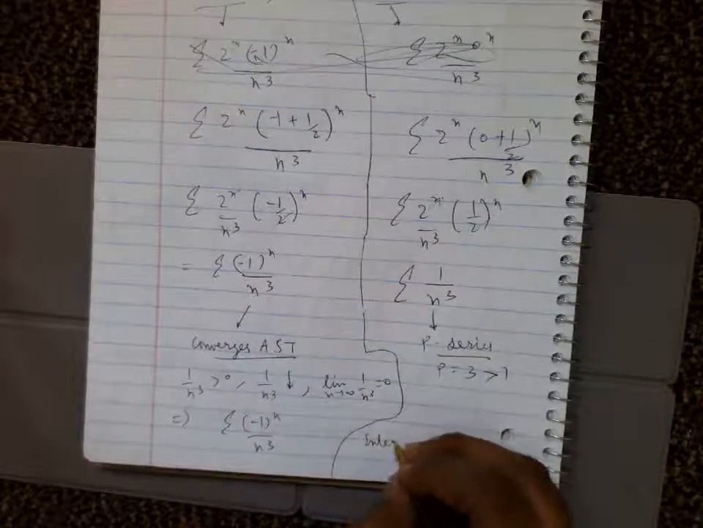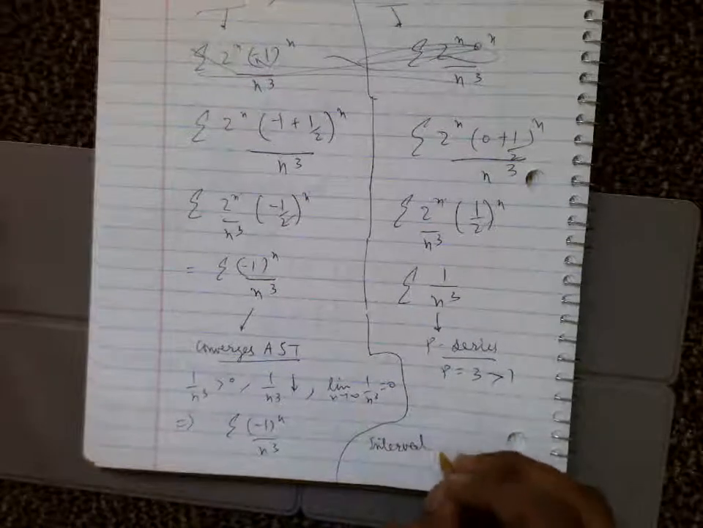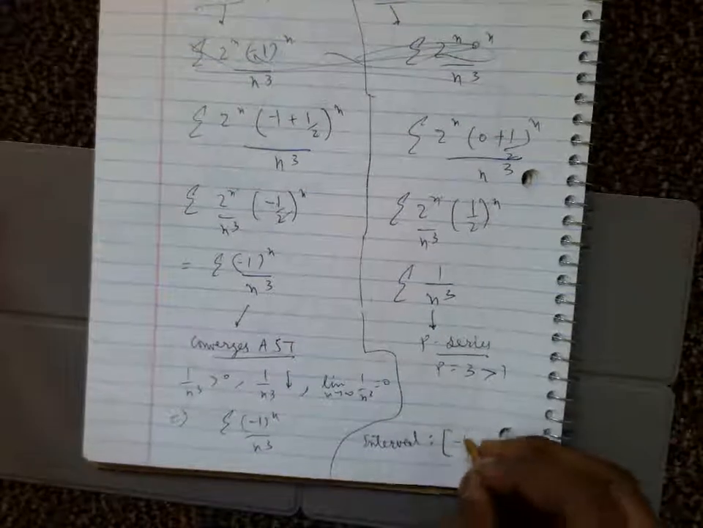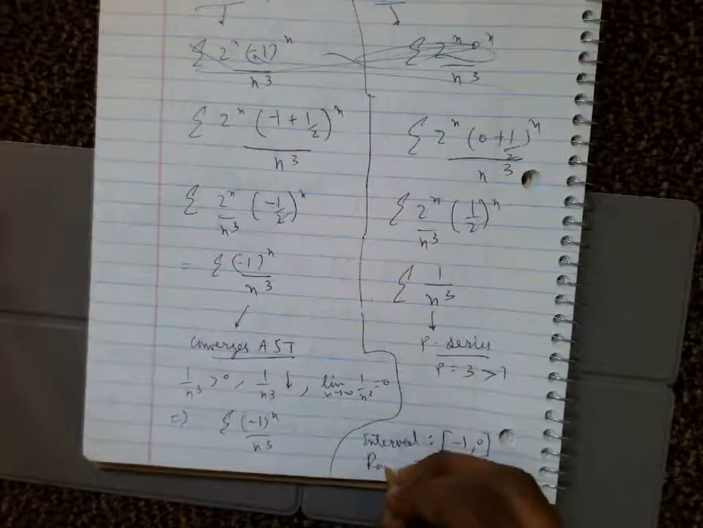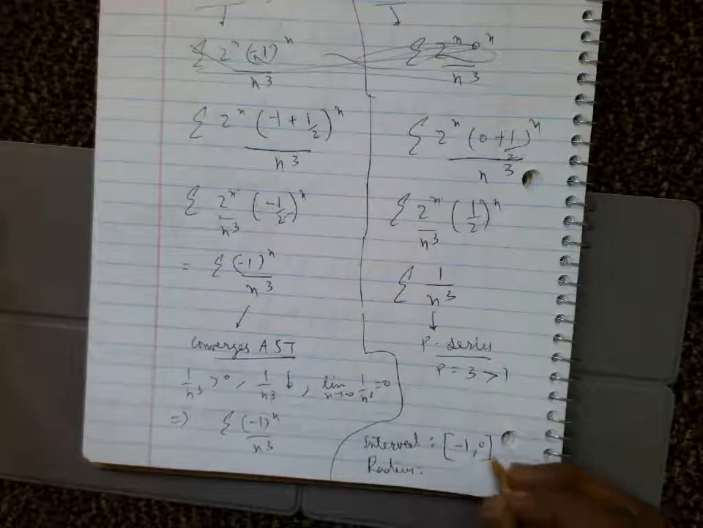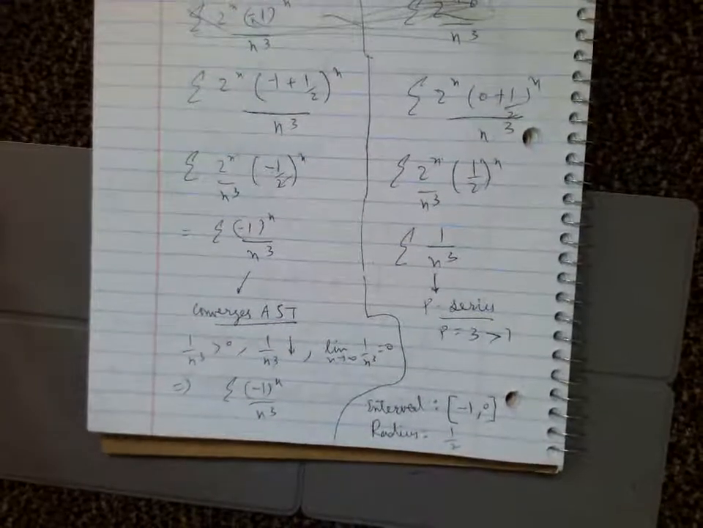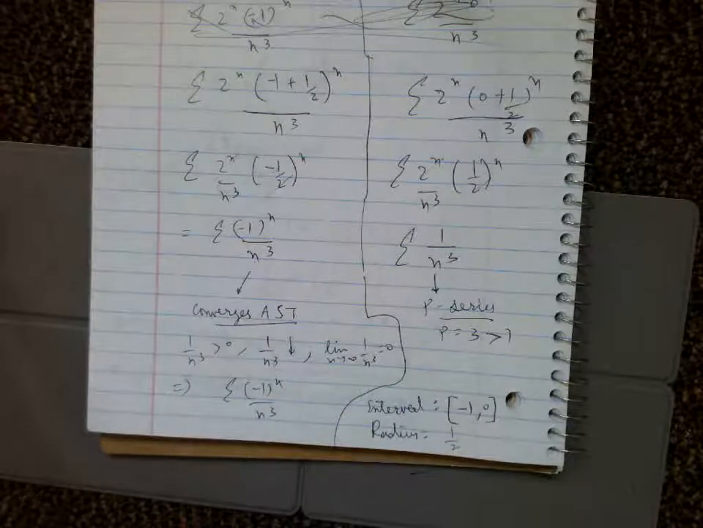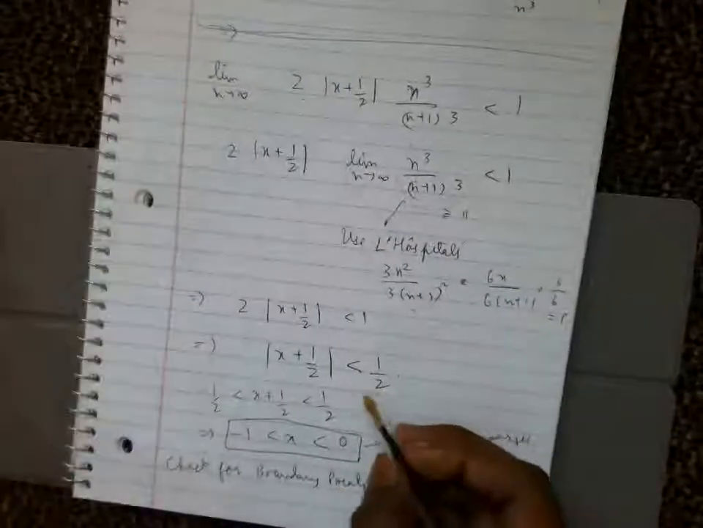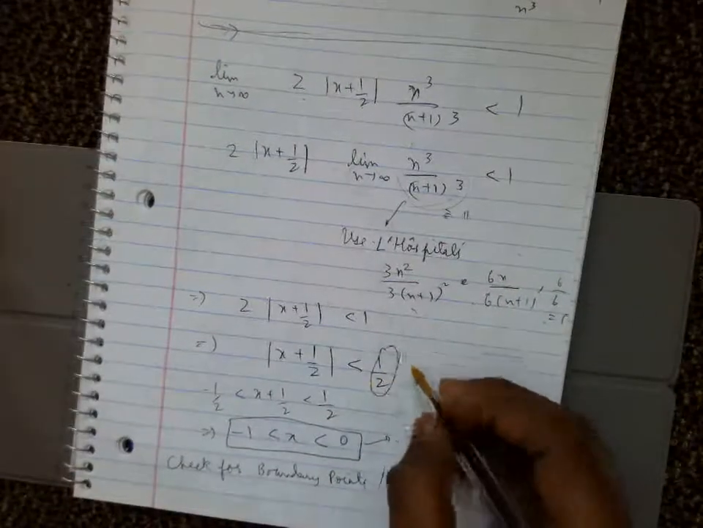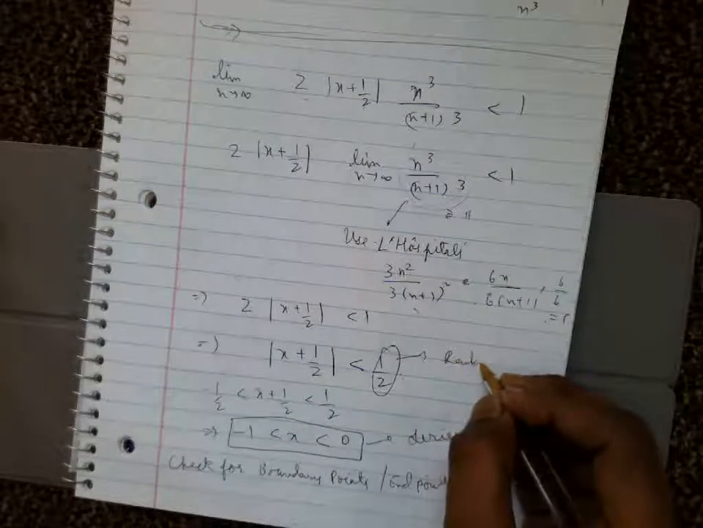So the interval of convergence is minus 1 to 0, and the radius of convergence is the length of this interval by 2, which is 1 by 2. Or as we figured out here, this number that we get is the radius of convergence.